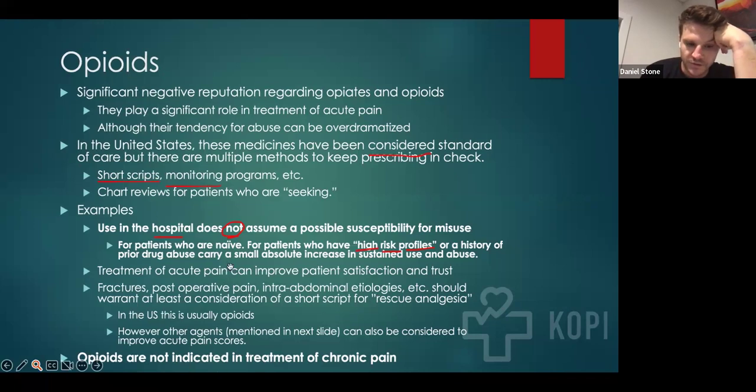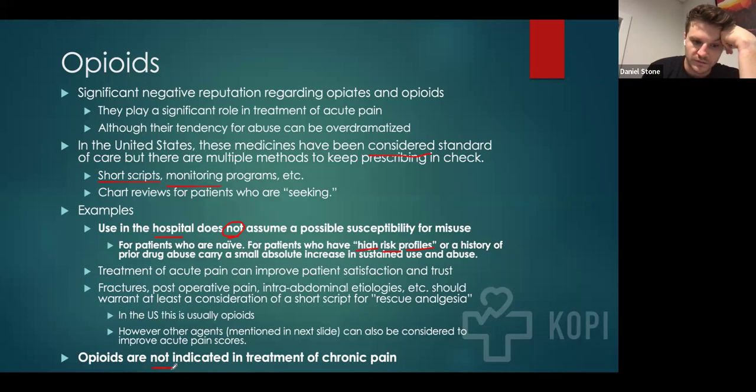It's really important to remember that opioids are not indicated in chronic pain. Unfortunately, the United States didn't get the message on this soon enough. They should be reserved for post-operative pain, intra-abdominal pain, which is a good reason to use opioids, and fractures. This is a large part of the population that we see coming through hospitals and casualty.